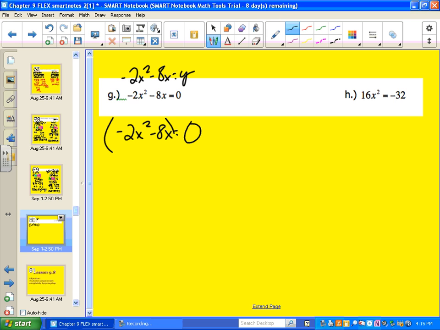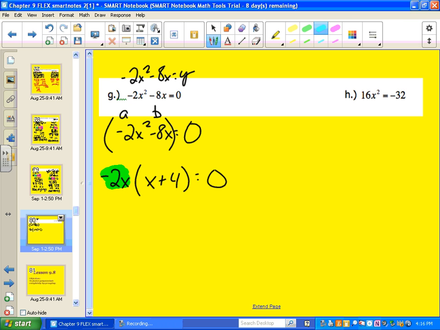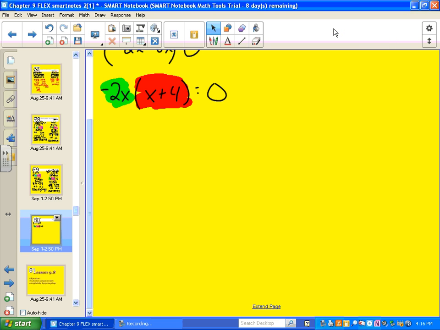Once again, we're looking for that GCF. Remember, this is your a value, this is your b value, and whenever your a value is negative, we have to factor out a negative. So looking for the GCF here, that's going to be a negative 2x, and then in parentheses, we're left with x plus 4 equals 0. Now, once again, we have this negative 2x, we have this x plus 4. Either the green or the red could equal 0, so I'm going to set them both equal to 0.